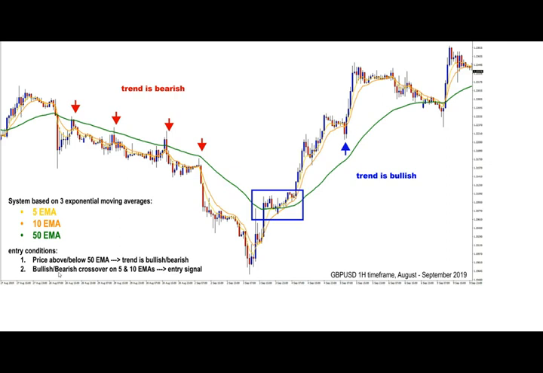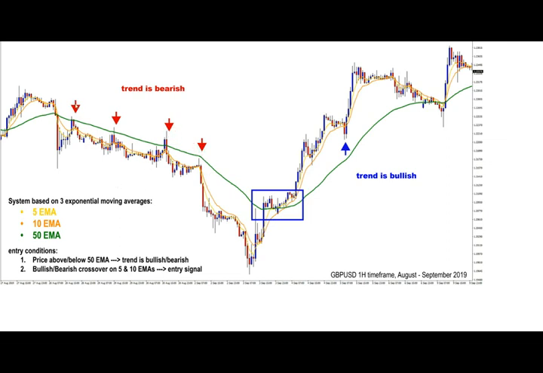Now the specific entry signal, the trigger signal to enter a position, is a bullish crossover on the 5 and 10 EMAs, while the price is above the 50 EMA. And for a bearish entry, for a sell order, the entry signal is a bearish crossover on the 5 and 10 exponential moving averages, while the price is below the 50 exponential moving average.